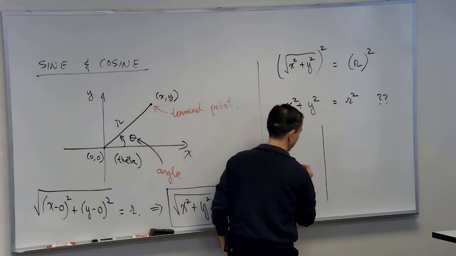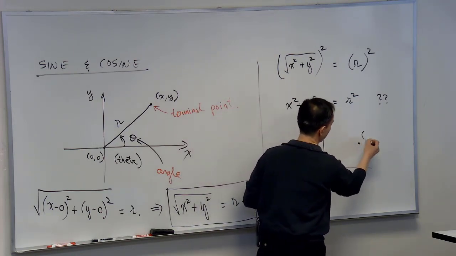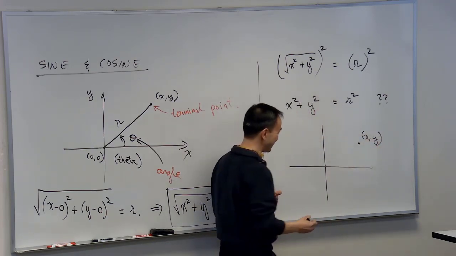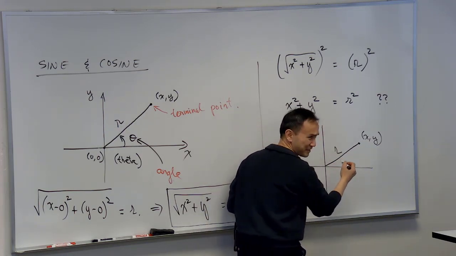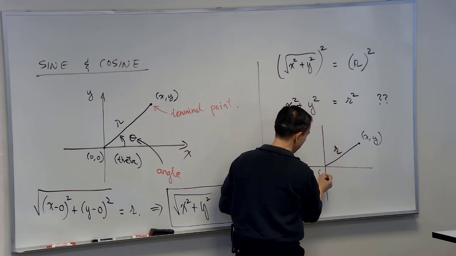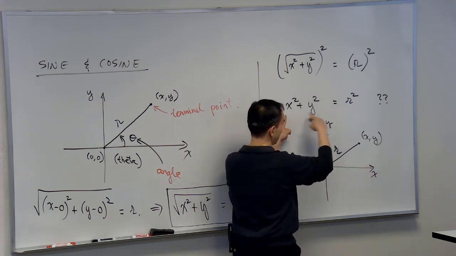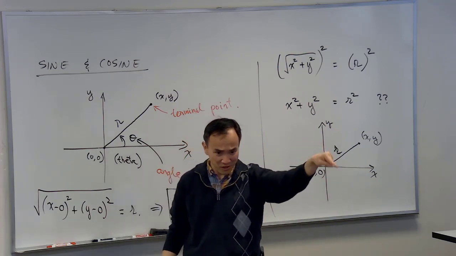Let me demonstrate. The picture is right here as well, but let me make a clean version of the picture. x and y is that terminal point, right? And we already knew that it made some distance, r, we call it the radius. This is r from the origin, 0, 0. This is y, this is x right here. So in this picture, what equation do you recognize? It's a circle. What's special about that circle?